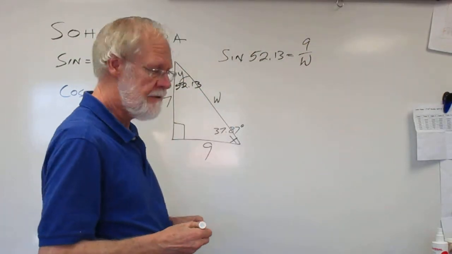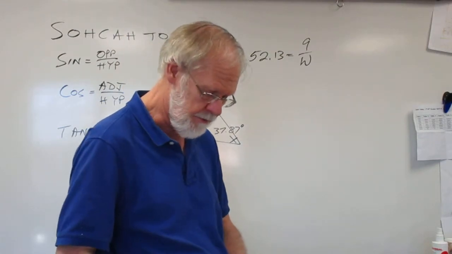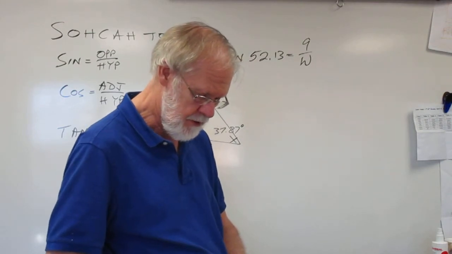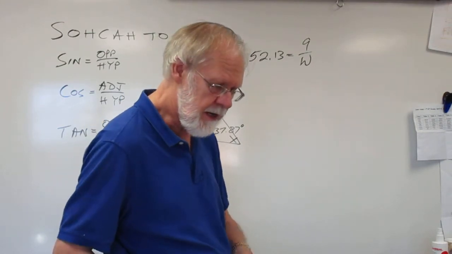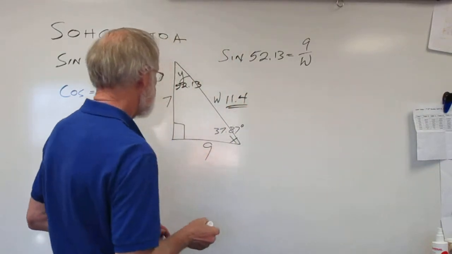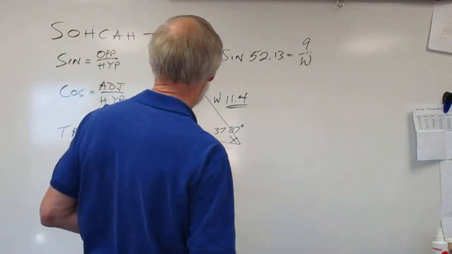So, remember from the last video, the shortcut is 9 divided by sine of 52.13. So 9 divided by sine 52.13, and I get 11.4. That would be the side length over here, which makes sense. It's longer than either of these two. It has to be because it's the hypotenuse.